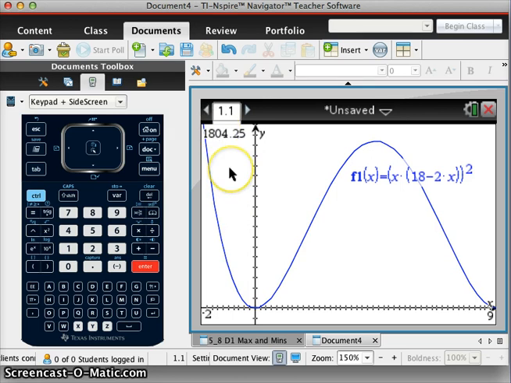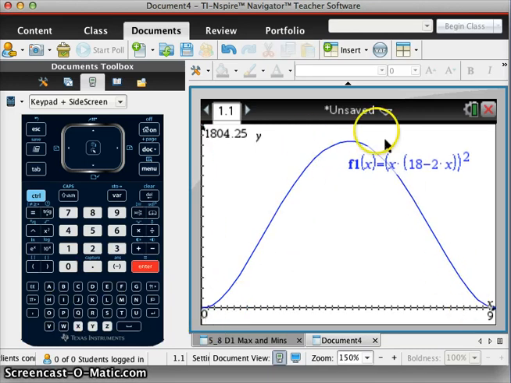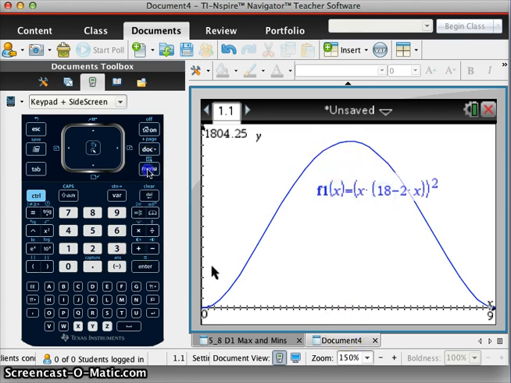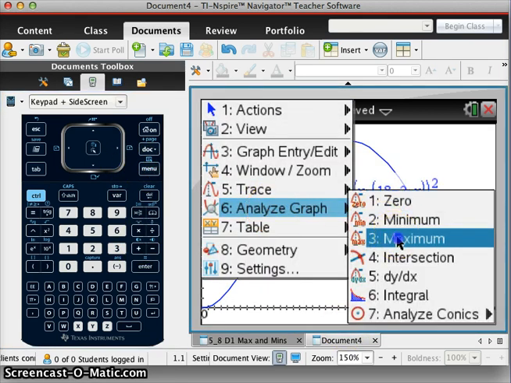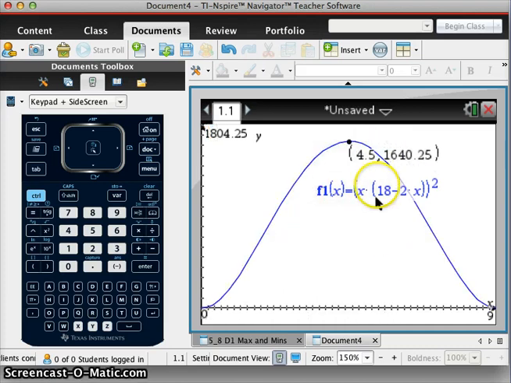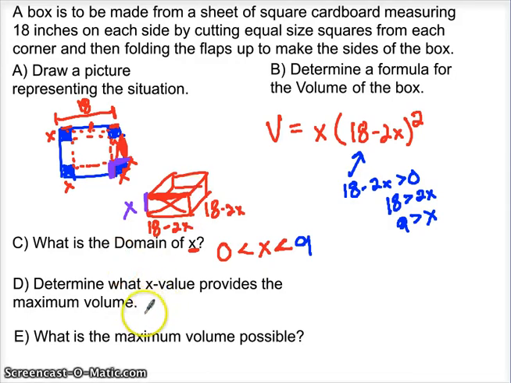Wouldn't the maximum be infinity? But remember, I can't cut negative amounts out of the corners of the box, so this side of the graph makes no sense. We only want to look from 0 to 9 because only these points are actual boxes we could make. And therefore, where's the maximum? Well, it's going to be right above my function there. So let's find that maximum. Menu, Analyze, Maximum, click and click, and it looks like at 4.5, 16.4025.